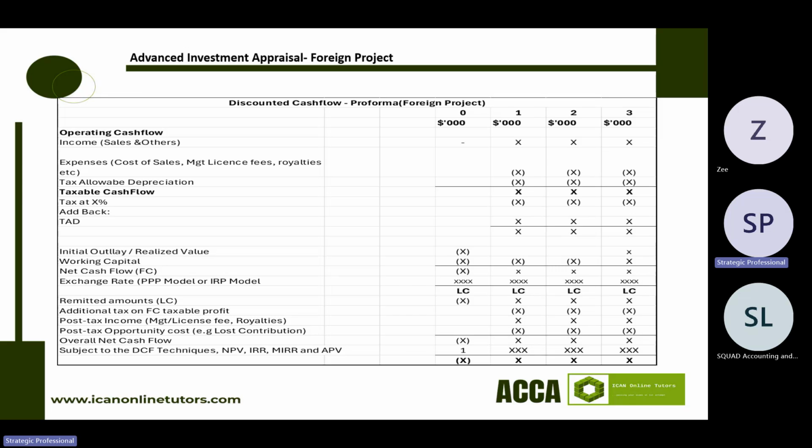Please note that the tax you are seeing here is usually the one at the country you are investing in. So if it's China, it's China tax that is going to be there. Then after that, you add back your tax allowable depreciation, because it's a non-cash item, there's no flow of cash, so you add it back to arrive at the cash flow. Then you have your initial outlay, your realizable value, your working capital, and your net free cash flow.